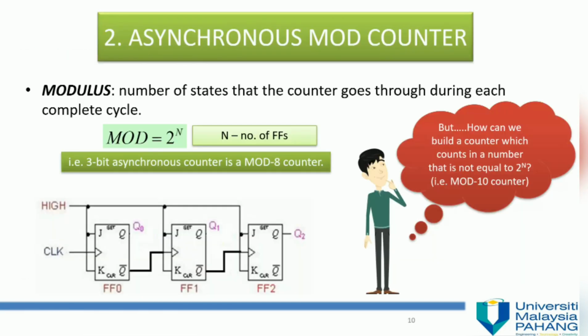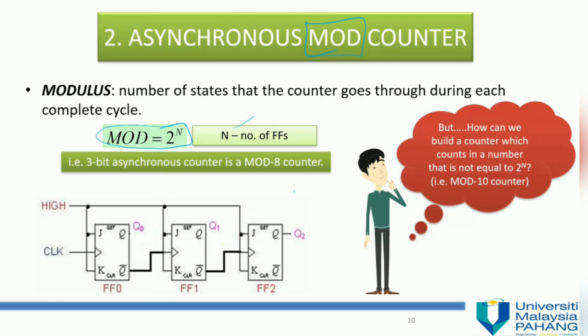The second type of asynchronous counter is the mode counter. Mode is short form for modulus. Modulus is the number of states that the counter goes through during each complete cycle. The equation of the mode equals 2 power of n, where n is the number of flip-flops.